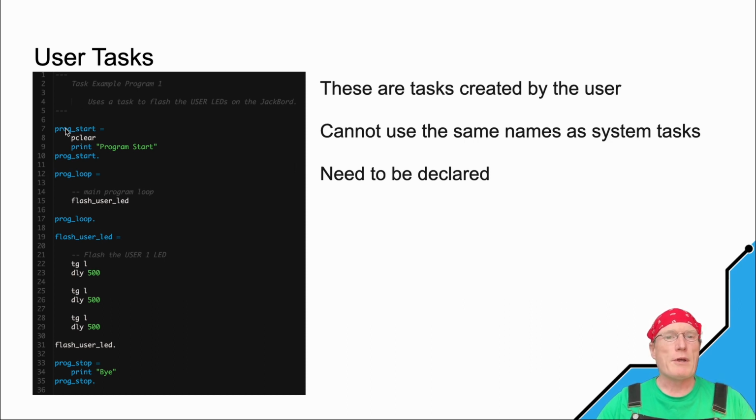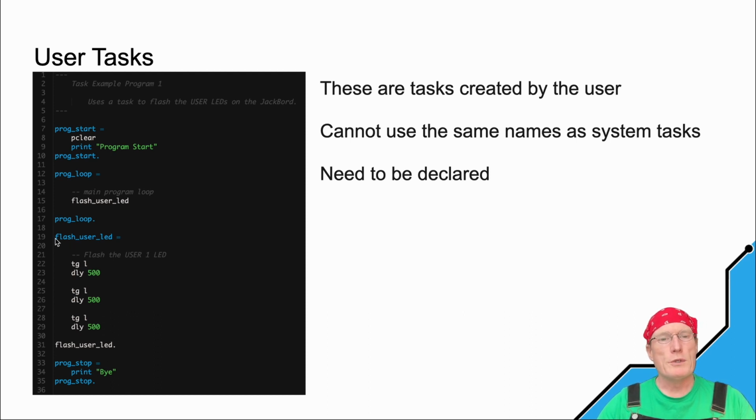So in this little program here, we've got the normal system tasks, prog_loop here. But then here's a new task. This is the flash user LED task, and that's a user task. And it basically just flashes the user LEDs all on and then all off. And here is the terminator for it. So it's simply the name of the task with a full stop after it.